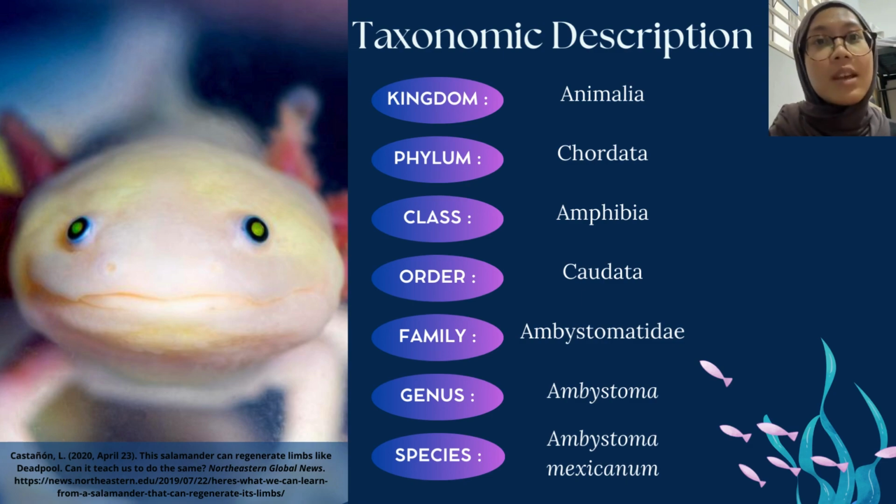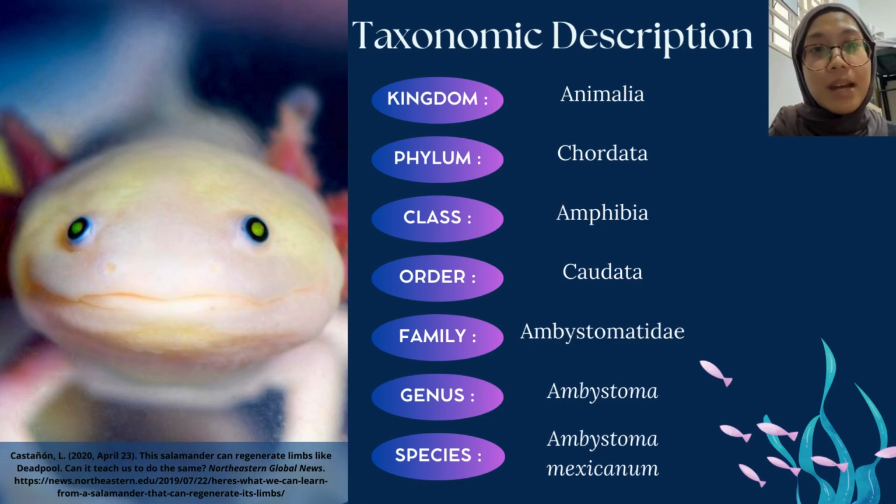First, we will dive deep into its taxonomy, uncovering the various levels that classify this unique creature. At the broadest level, axolotls belong to the kingdom Animalia. Moving down to the phylum level, they are part of Chordata. Next, axolotls belong to the class Amphibia.